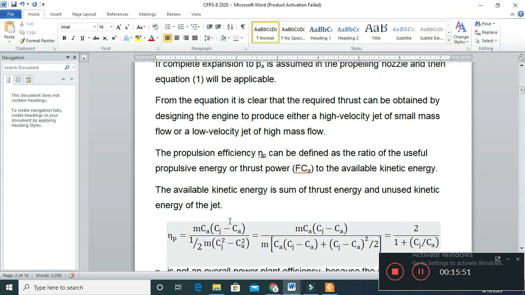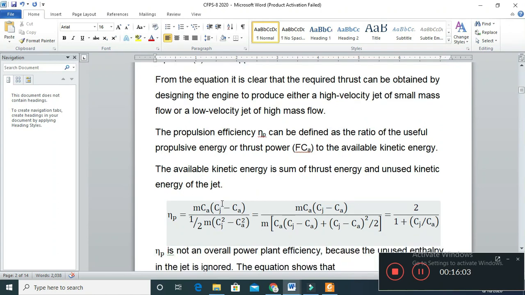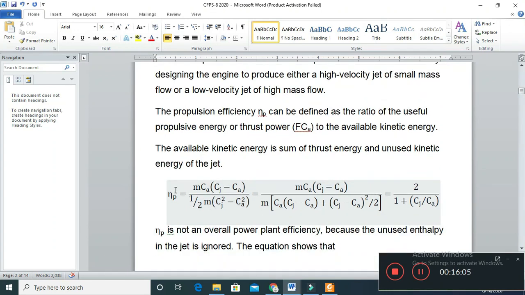This is the formula for calculation of the thrust power. The force thrust multiplied by Ca gives the thrust power. So the division will give the propulsion efficiency. The denominator can be written in terms of two components. This one is the useful component and this one is the unused component of kinetic energy. By solving these two, we get this formula.